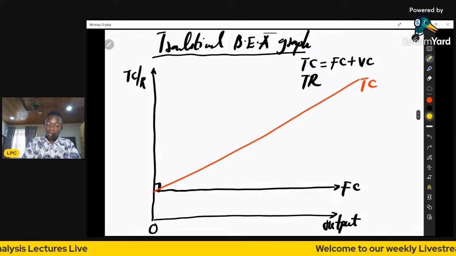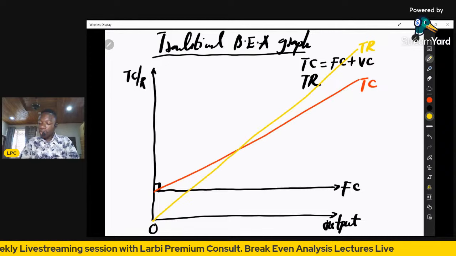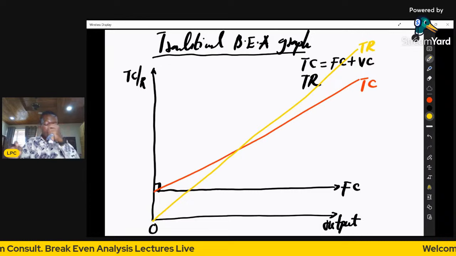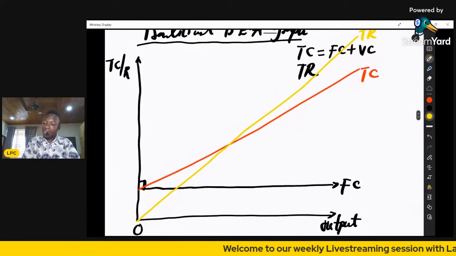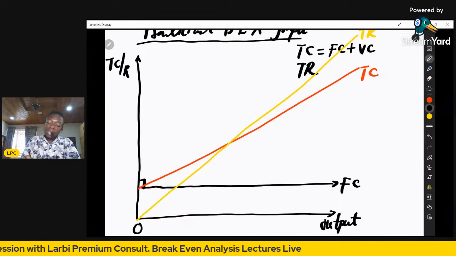Okay, let's say something like this. Total what? Revenue. Now, what is happening here? We have our total fixed cost, we have our total cost, and we have our total revenue. You can clearly see here that at this point, the total revenue line is intersecting or meeting the total cost line. And at the point where total revenue meets or crosses the total cost, we establish what we call our break-even point.